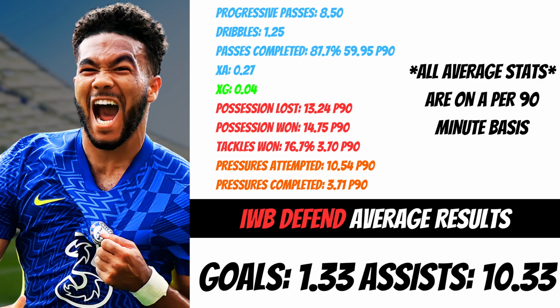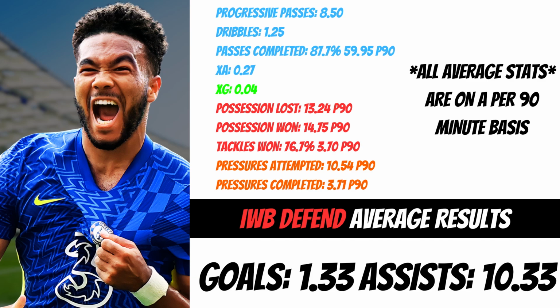The XG, not really to be worried about. We're not really looking for them to contribute goal scoring wise. However, with the assists, it's definitely going to make up for that. Now, looking at the defensive numbers, the possession won over lost is key. He is always going to be winning the ball more than he is losing it, which is exactly what you want in your players. You don't want someone coughing up the ball 17 times a game and only winning it back 7. You want someone who coughs up the ball maybe 10 times, but they win it back 15 times.